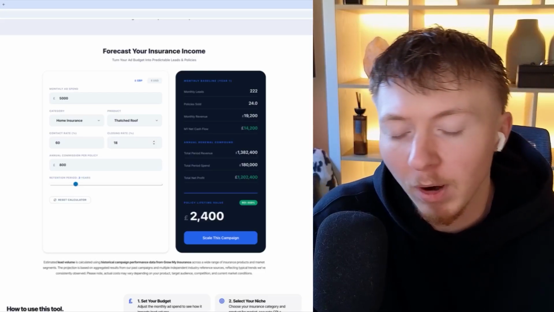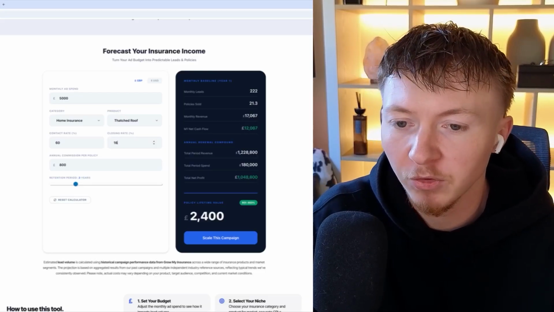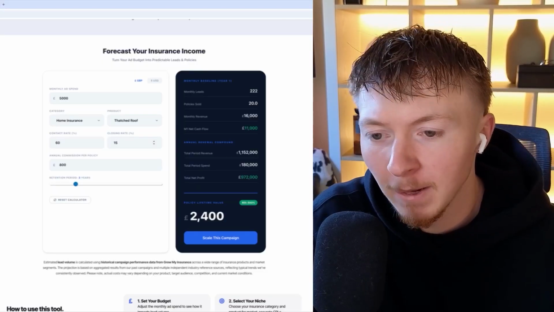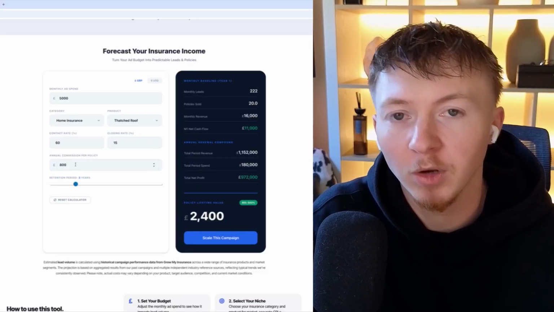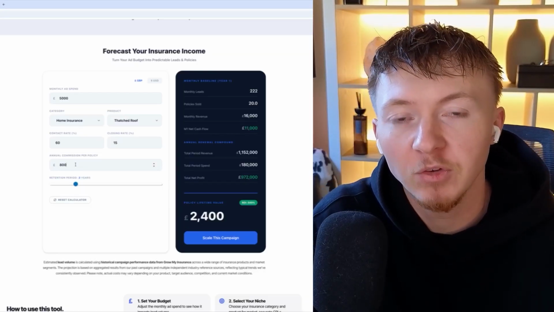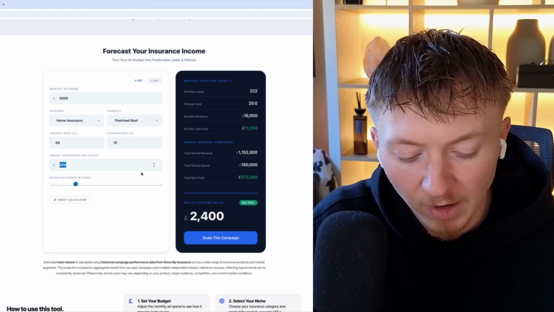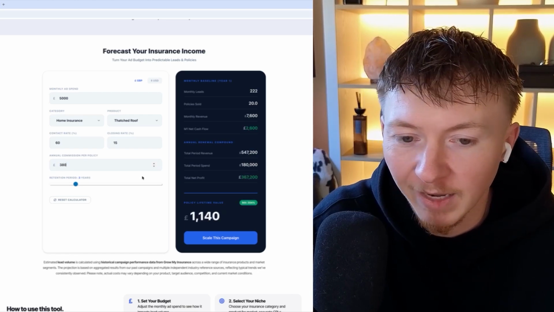We can be a little bit more ambitious and say closer to around about 20%. But just for now, let's say we're doing around about a 15% close rate. Now we've got annual commission per policy. This is what you get as a commission with your administration fee, so this is your earnings per policy. Let's just say we're going around about £380.